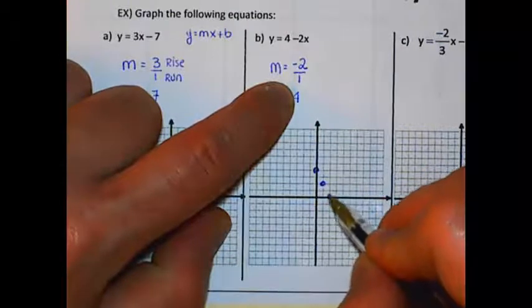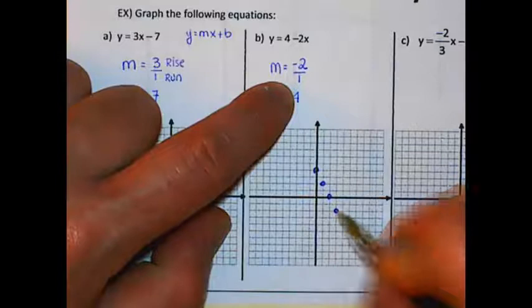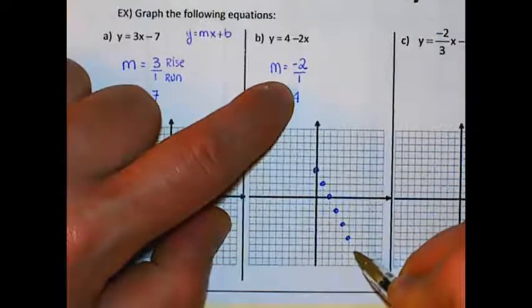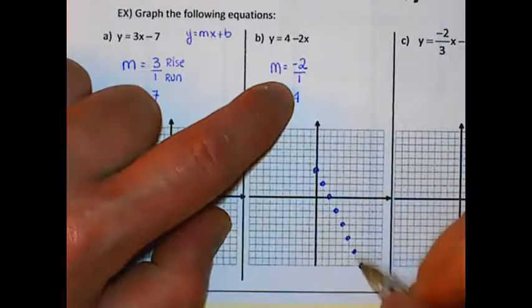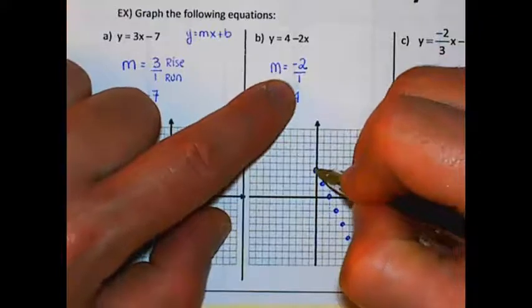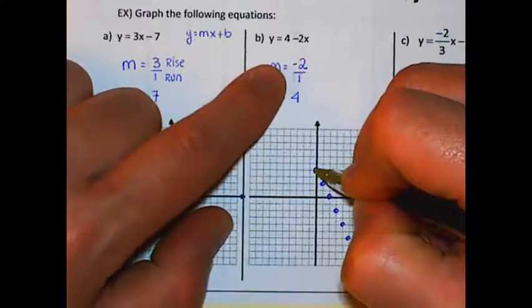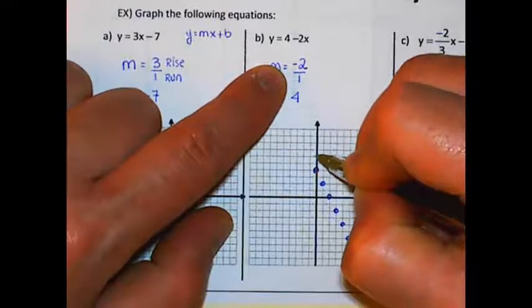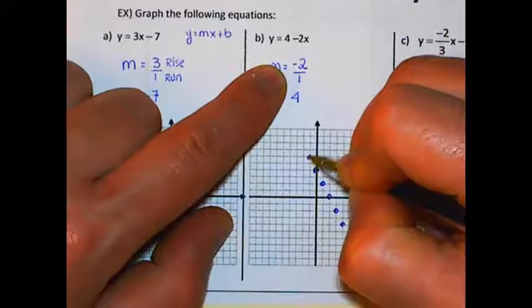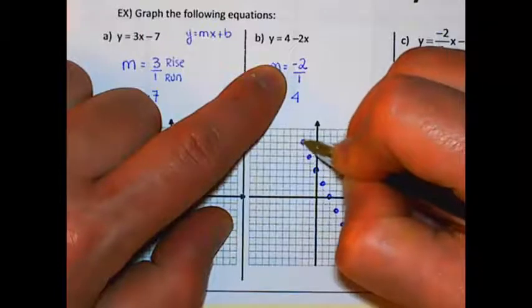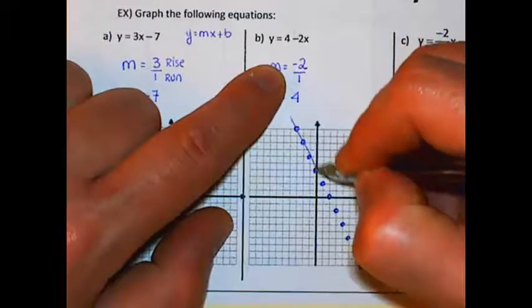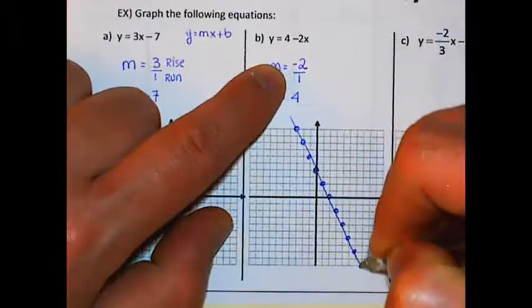So down 2 over 1, down 2 over 1, all the way down. Once you finish the right side, return to the starting point and do the very opposite of what the slope is telling you to do. So instead of going down 2, you're going to go up 2 over 1 to the left, up 2 over 1, up 2 over 1. And once you have all the points, connect the points.